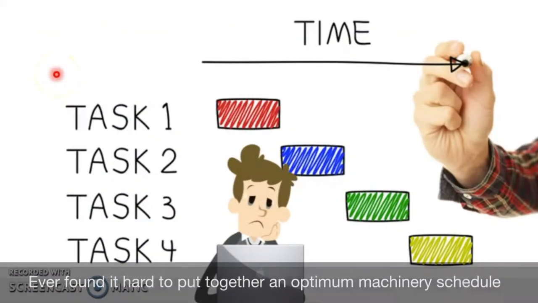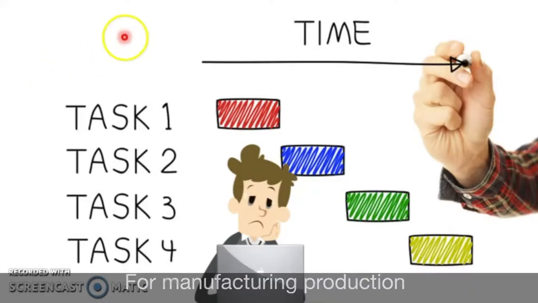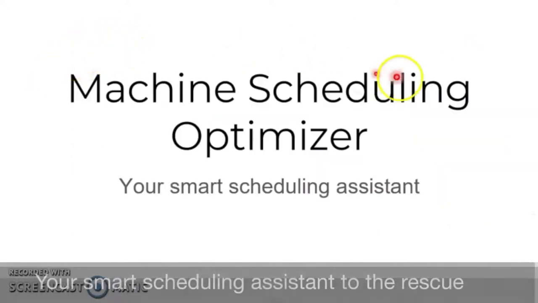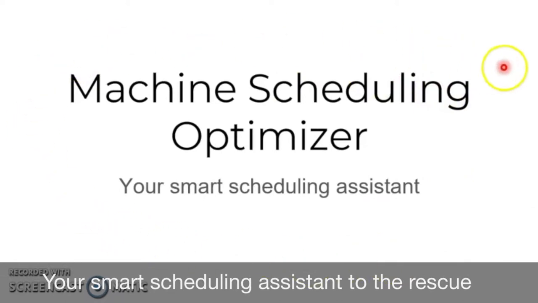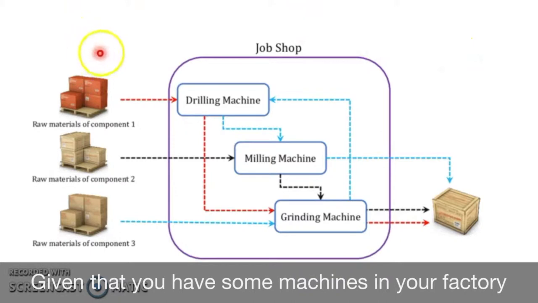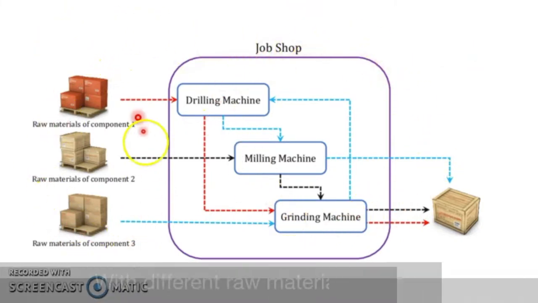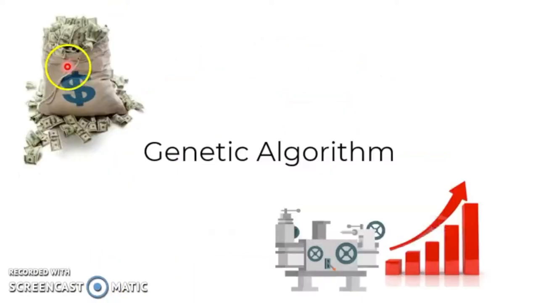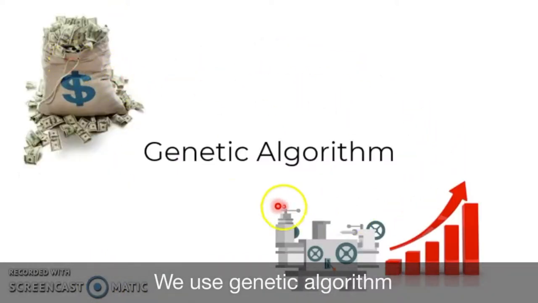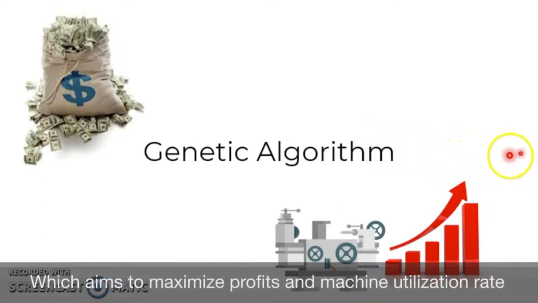Ever found it hard to put together an optimal machinery schedule for manufacturing production? Your smart scheduling assistant to the rescue. Given that you have some machines in your factory handling different production processes with different raw materials input, we use the genetic algorithm to compute the optimal schedule, which aims to maximize profits and machine utilization rate.